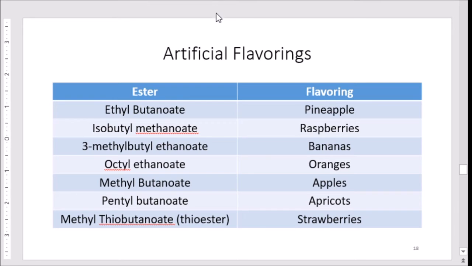So the problem with these artificial smells and flavors is that they're used in so many products that they're hard to tell. Some of these you may think, oh, this smells like oranges, and then other people say, no, that smells like Lysol, or it smells like car wax. And so you can make these a little bit tough to identify.